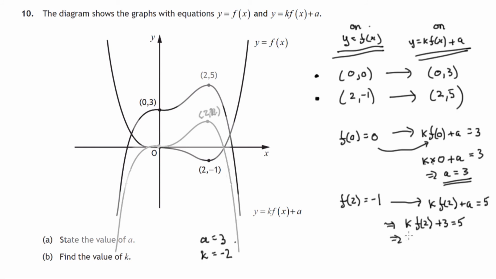It means that k times f of 2 must be 2. But what is f of 2? Well, we know that f of 2 is -1, so it means that k times -1 gives us 2. So negative k is 2 must mean that k is -2. And there's the value -2 that we got previously.